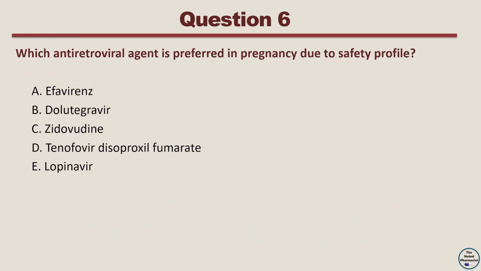Question 6. Which antiretroviral agent is preferred in pregnancy due to its safety profile? Option A. Efavirenz. Option B. Dolutegravir. Option C. Zidovudine. Option D. Tenofovir disoproxil fumarate. Option E, lopinavir.